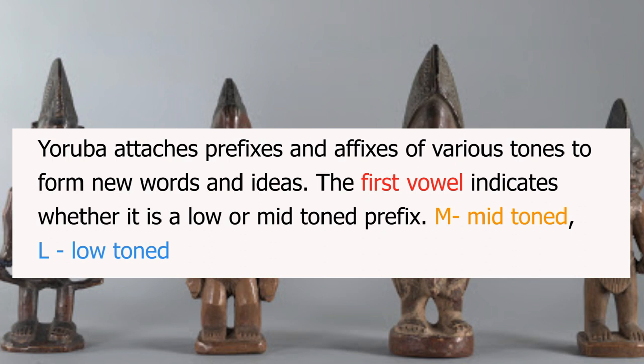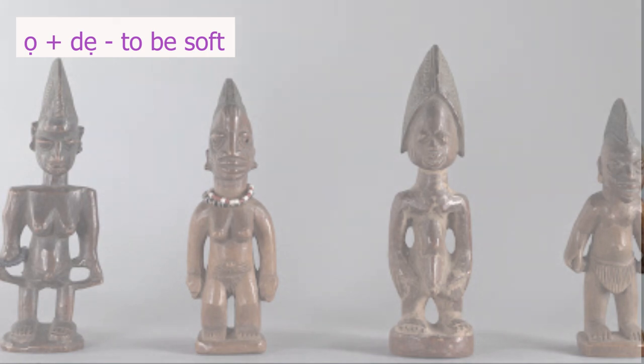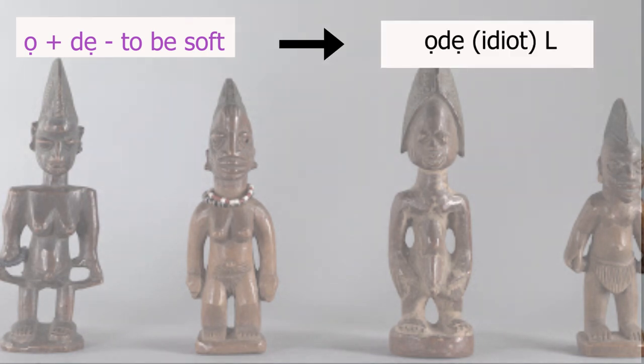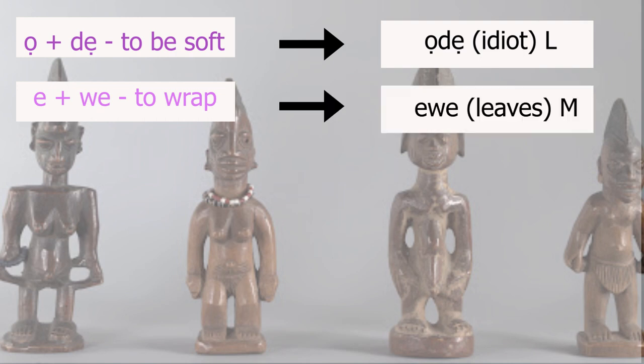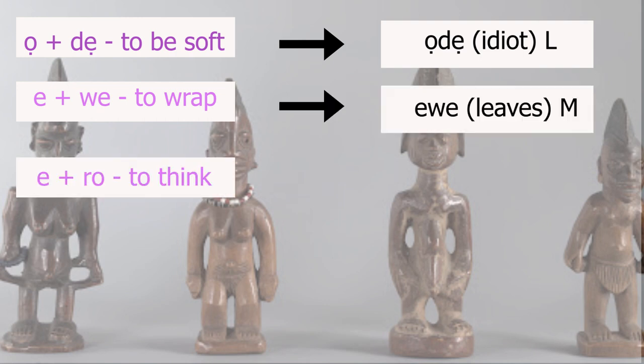In these examples, M will be for mid-tone and L will be for low tone. Meaning to be soft or dead results in a word meaning idiot, with low tone. This word using the medium tone means to wrap. The combination of these two results in the word meaning leaves.